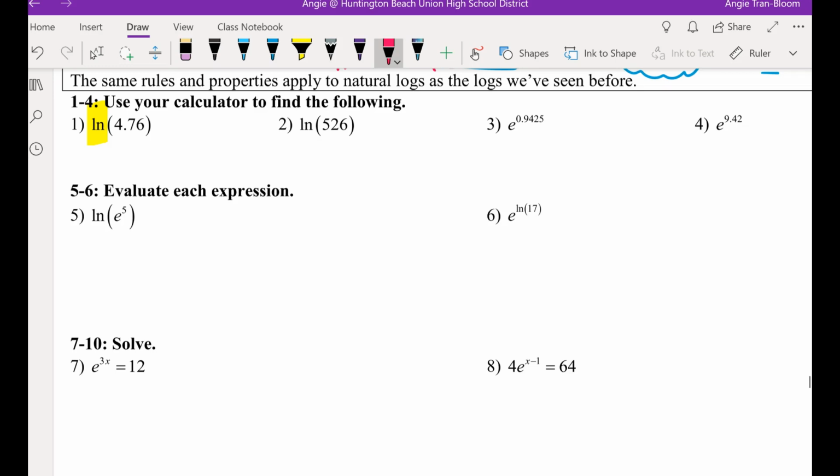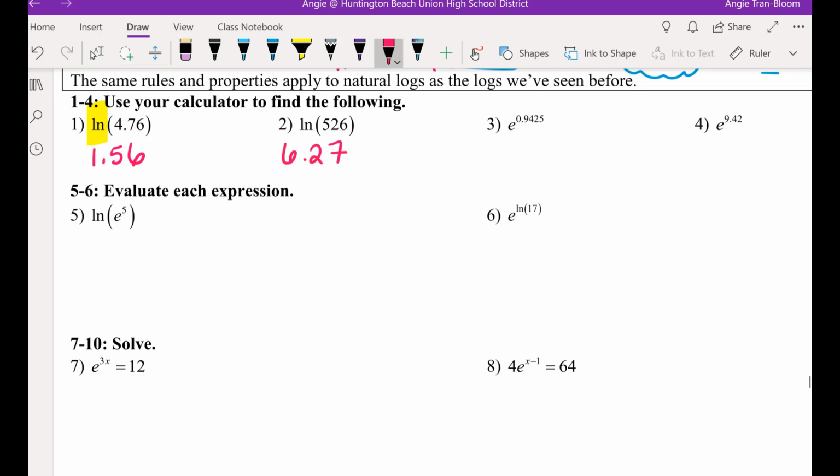Emma H, can you give me 2 decimal places, please? 1.56. Someone confirm that for me. Okay, perfect. Everyone do 2, 3 and 4, but 3 and 4 are slightly different. Once you have the answer to 2, Emma P, whenever you're ready for 2.